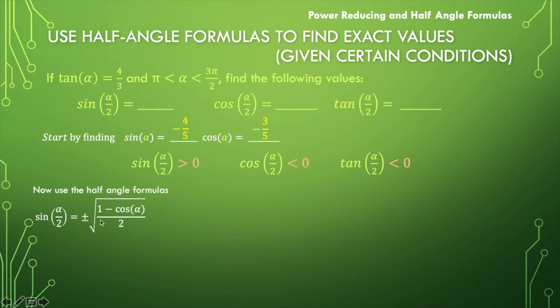We know that this is plus or minus the square root of 1 minus the cosine of alpha over 2. This is where the plus or minus comes in, right here. We know that the sine of alpha over 2 is positive, so here we will choose positive. Now we know the cosine of alpha is -3/5, so we're going to replace that -3/5 right here.